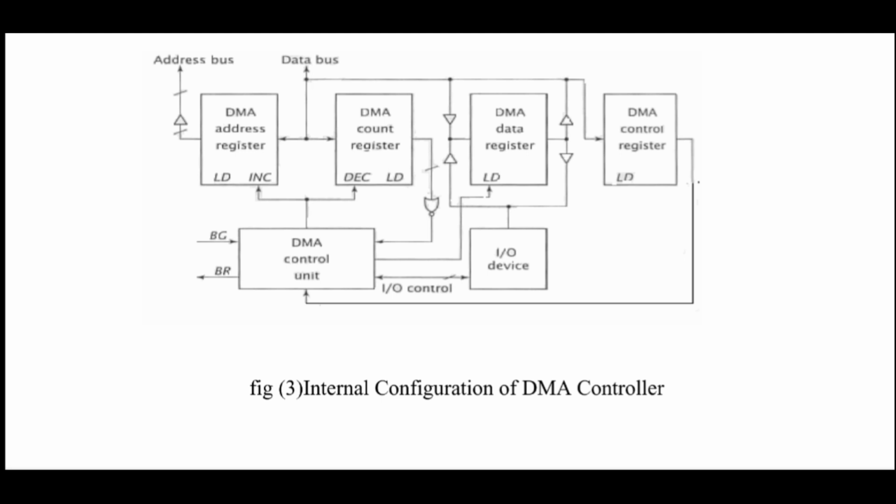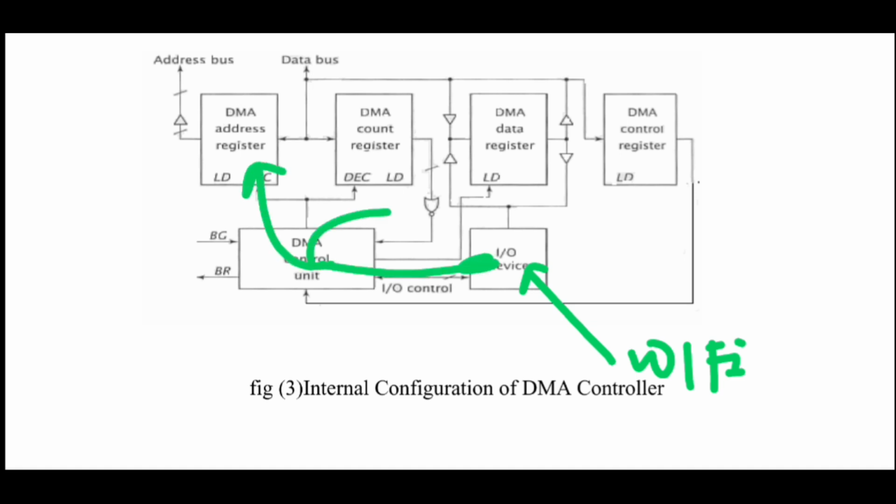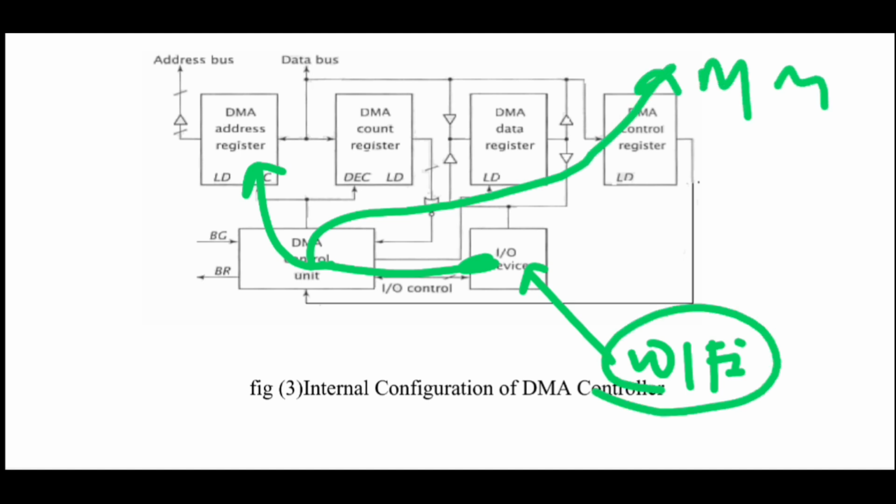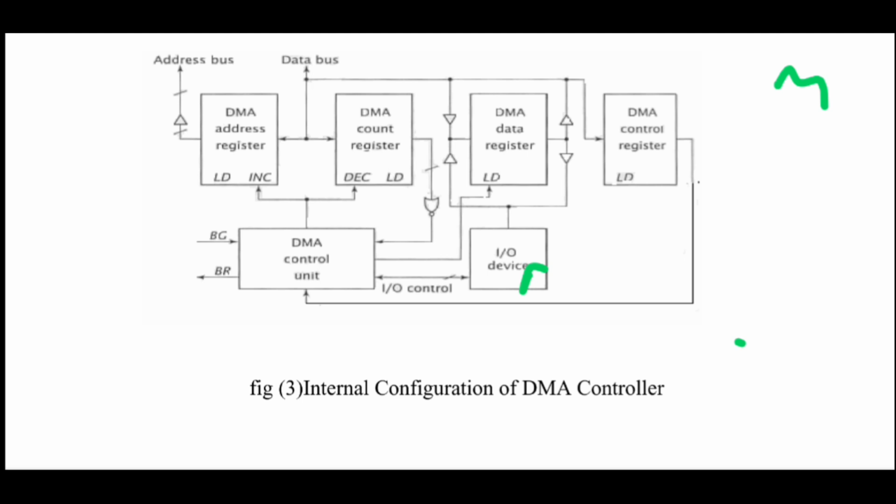It may be a network type. A network device is connected, let's say Wi-Fi is connected, then it automatically reads the data and sends it to the computer, or to the main memory. Automatically, or at any time.